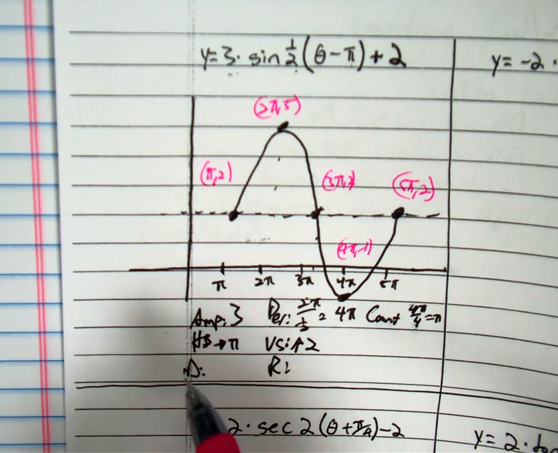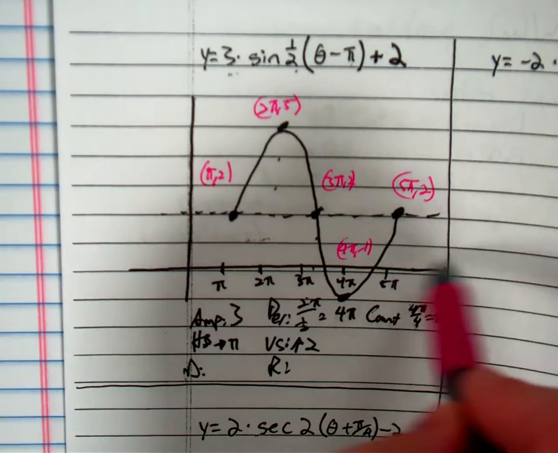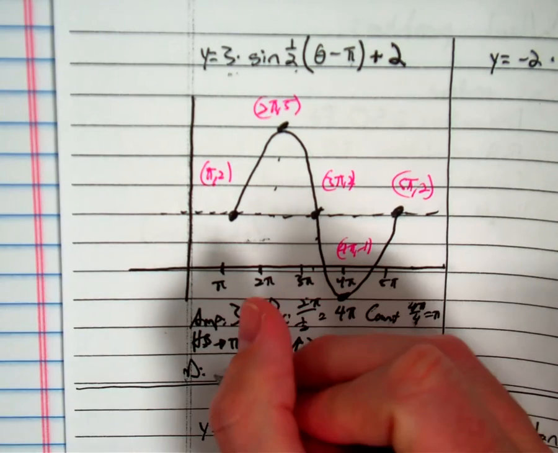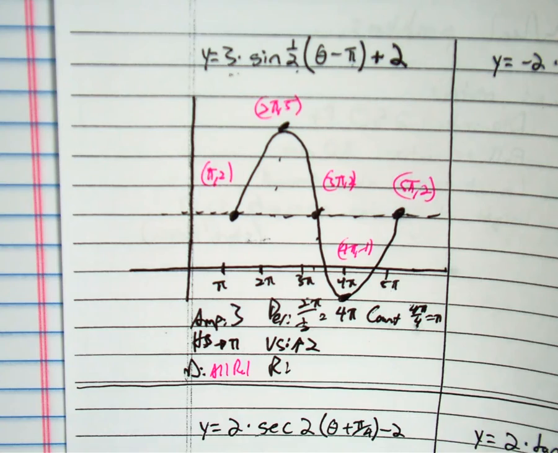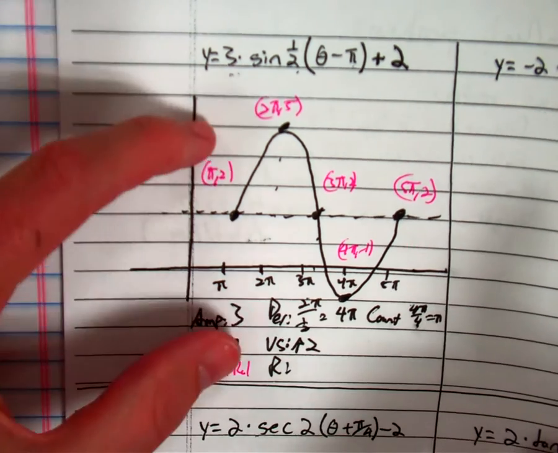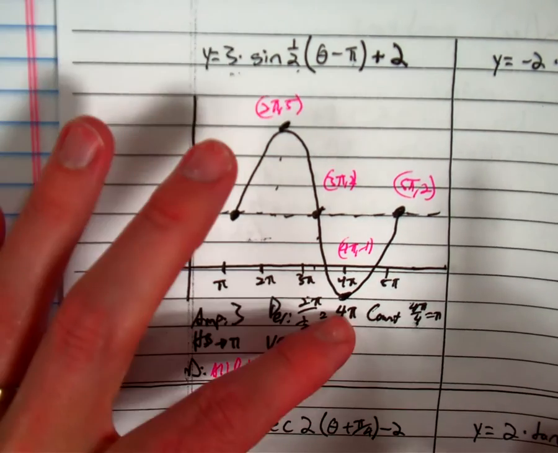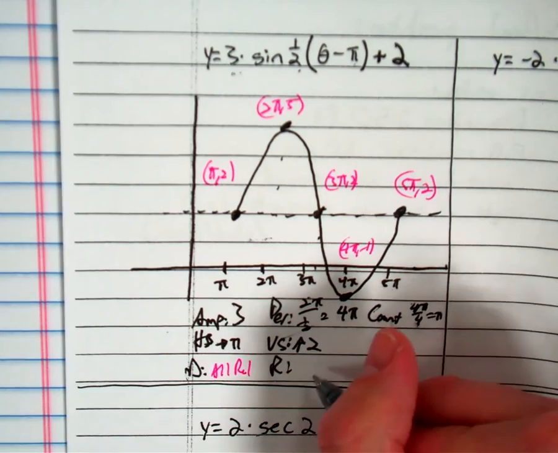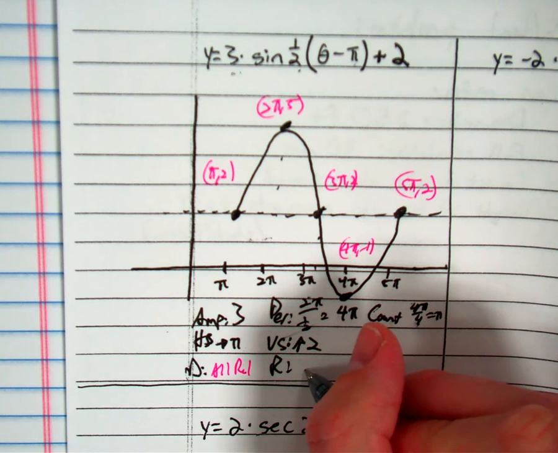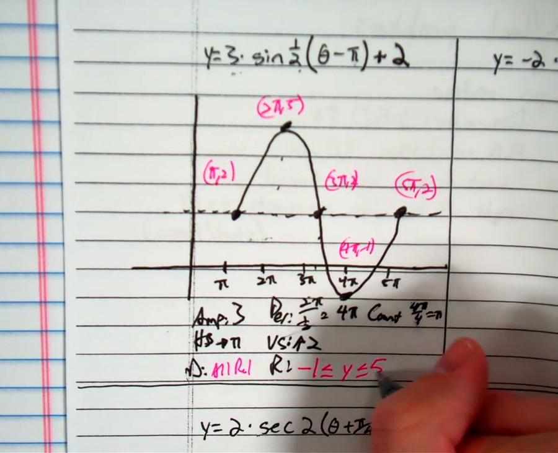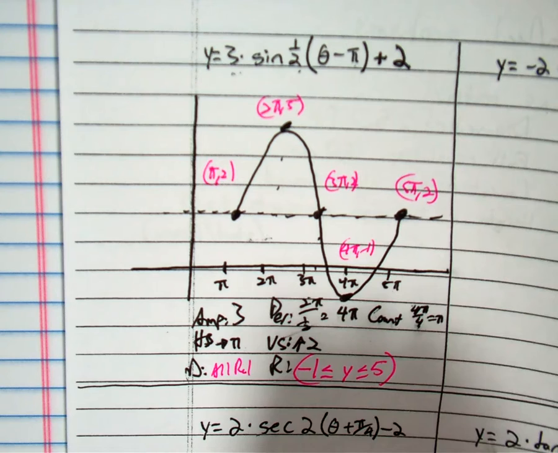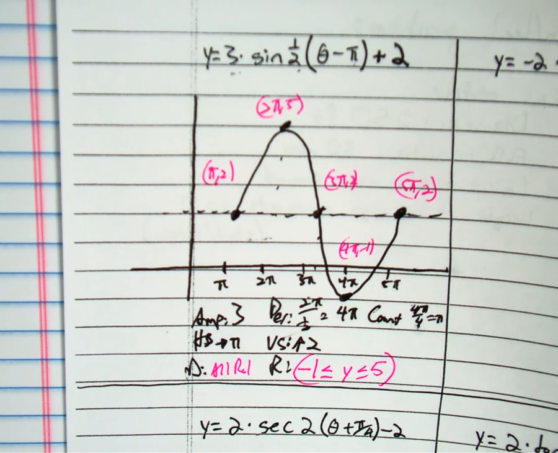Okay, domain and range. Domain, we're going forever left and forever right. So all the x's are going to be fine. All real. By range, we're going to be continuously bouncing between negative 1 up to, no, up to 5. Negative 1 less than or equal to y less than or equal to 5. Not 6, it's 5.